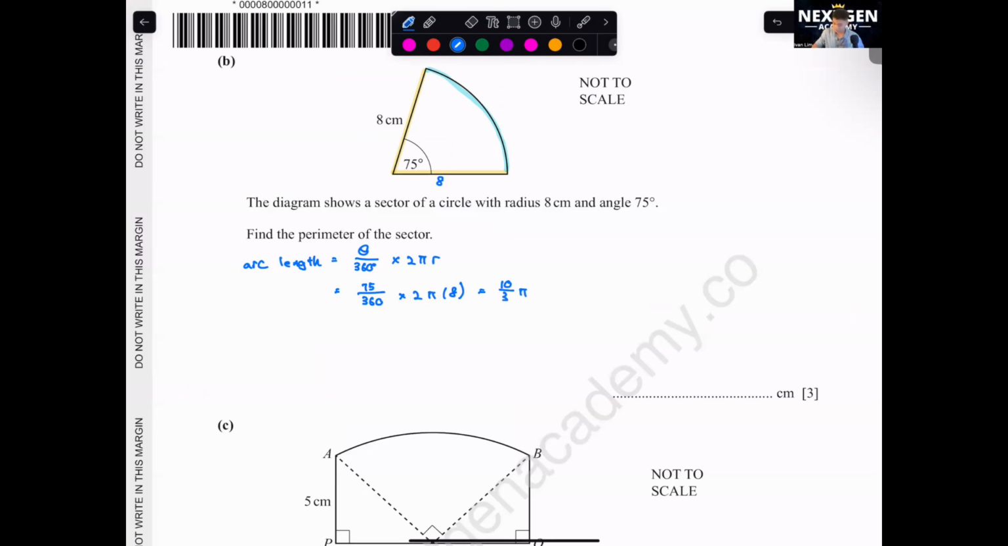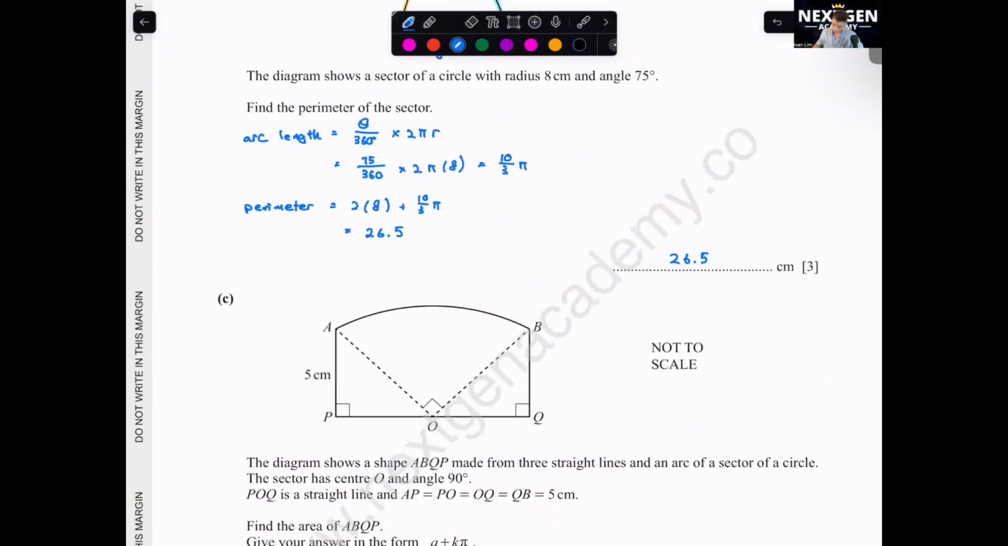10 over 3 pi. Then perimeter, you take 2 radius. So 2 times 8 plus the length of the arc. Okay, so this will become 26.47 or 26.5. Write it to 3 significant figures.